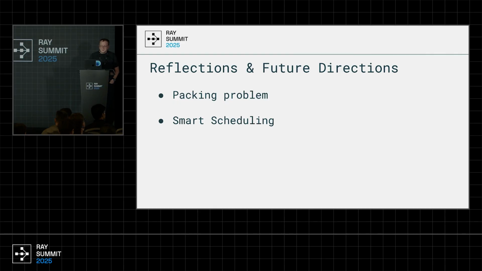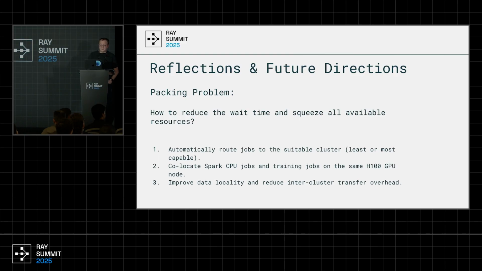So in terms of reflections and future directions, there's a couple of things here. There's a packing problem that we want to solve, which is how do we route the synthetic data and the GPU jobs to the right clusters that are the least utilized? How can we collocate CPU and GPU jobs on the same hardware? So in the case of H100s, we get hundreds of vCores per box, and our training jobs and inference jobs don't use all of them. Maybe they use 20–30%. How can we leverage those CPUs for other things? And how can we improve data locality overall, right? Especially if you're running in any sort of other cloud provider, then you need to move this data over the network in various ways. How can we reduce that?